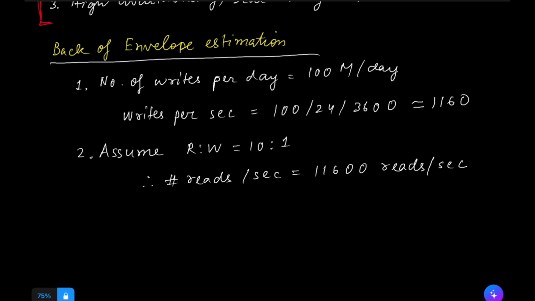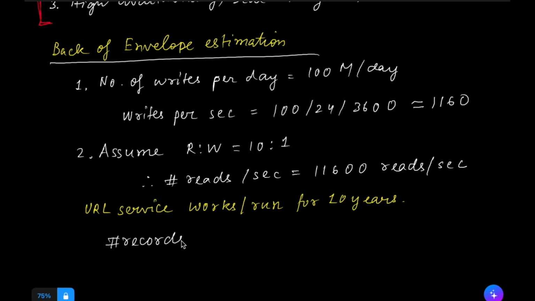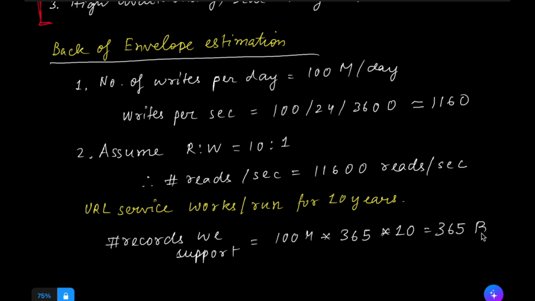And let's say our URL service runs for 10 years. So the number of records we support equals 100 million per day. For a year this is 100 million times 365, and for 10 years this is approximately 365 billion records. So this many records will be generated in 10 years.